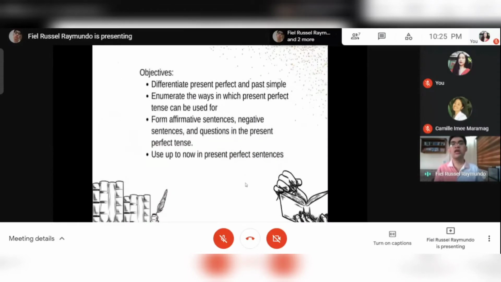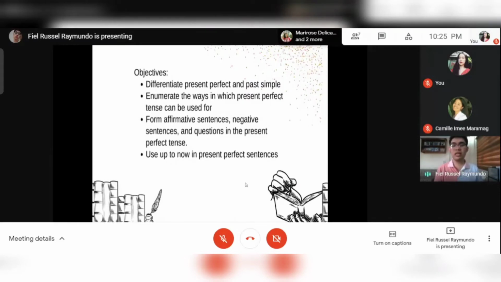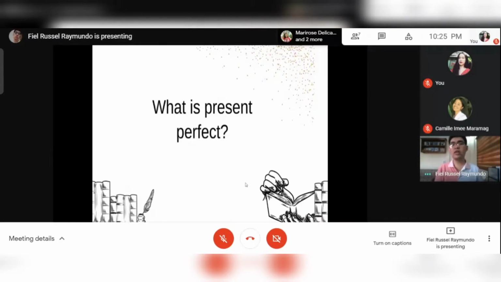For today's session, after the discussion, you should be able to differentiate present perfect tense and simple past tense, enumerate the ways in which present perfect tense can be used, form affirmative sentences, negative sentences, and present perfect questions, and also use "up to now" in present perfect sentences. Now, to begin, what is present perfect tense?